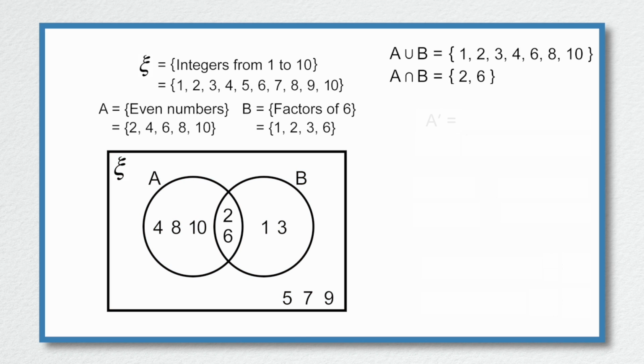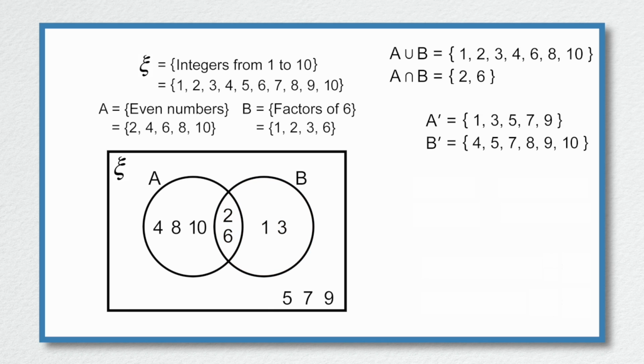You might see something like this, where there is a dash next to the set. So in this case we have A dash. This means the complement of set A. That is, any numbers that are not in set A. So that's 1, 3, 5, 7 and 9. The complement of B would be 4, 5, 7, 8, 9 and 10.